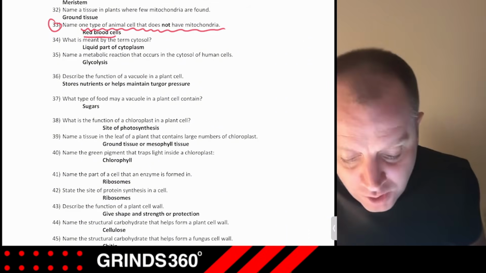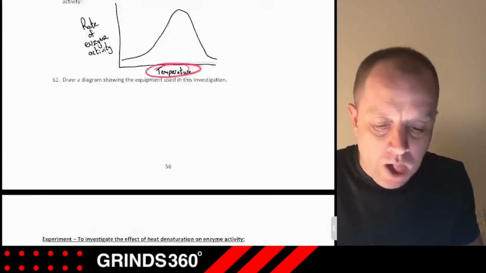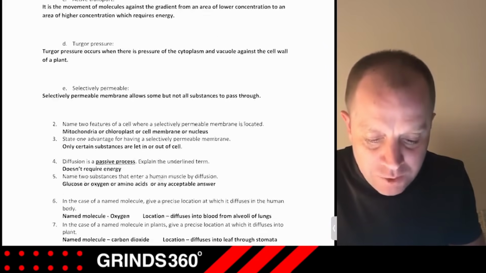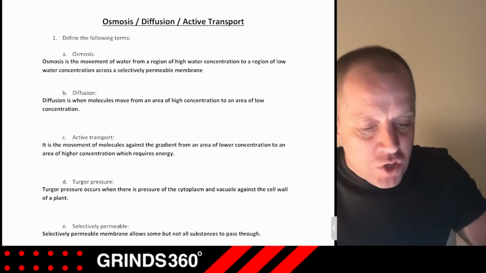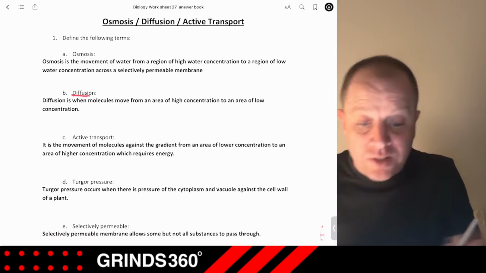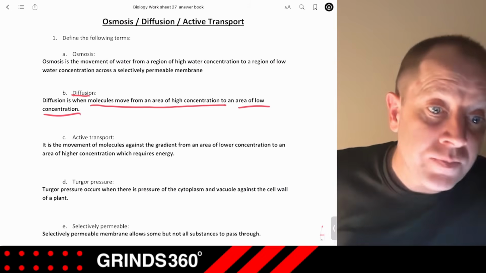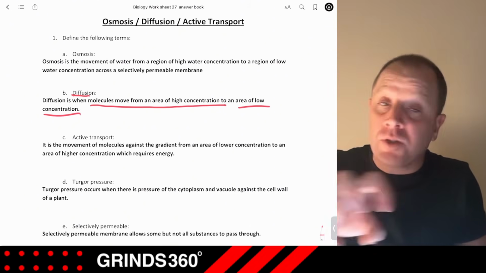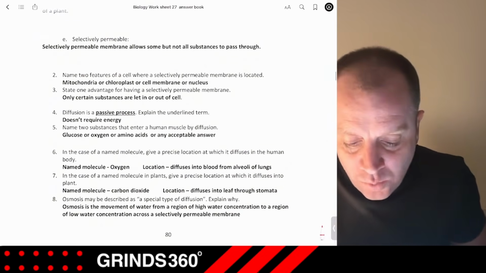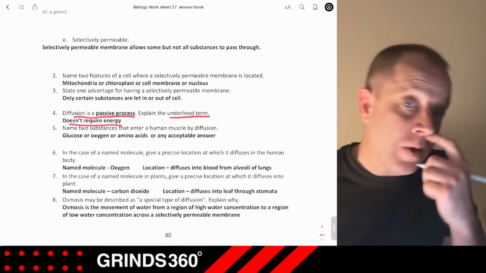Now, if you look at this here, everybody, let me open up the osmosis diffusion section. If we turn to page 80, the first thing is, you need to know the definition of diffusion. It's the movement of molecules from an area of high concentration to an area of low concentration. Brilliant. I have all those definitions in your notes, but they're also at the end of each chapter. Let's go down to question 4. Diffusion is passive. Explain the underlying term. It means it doesn't require energy.